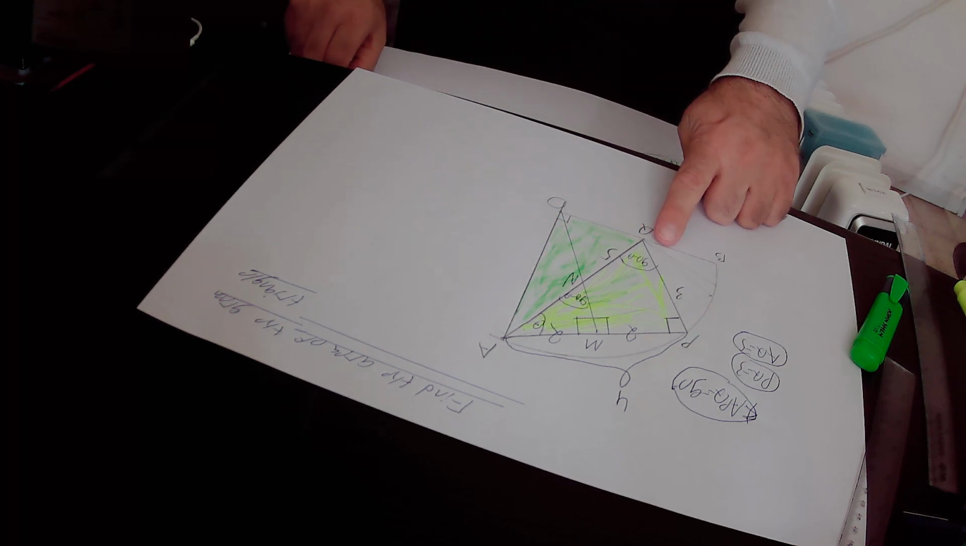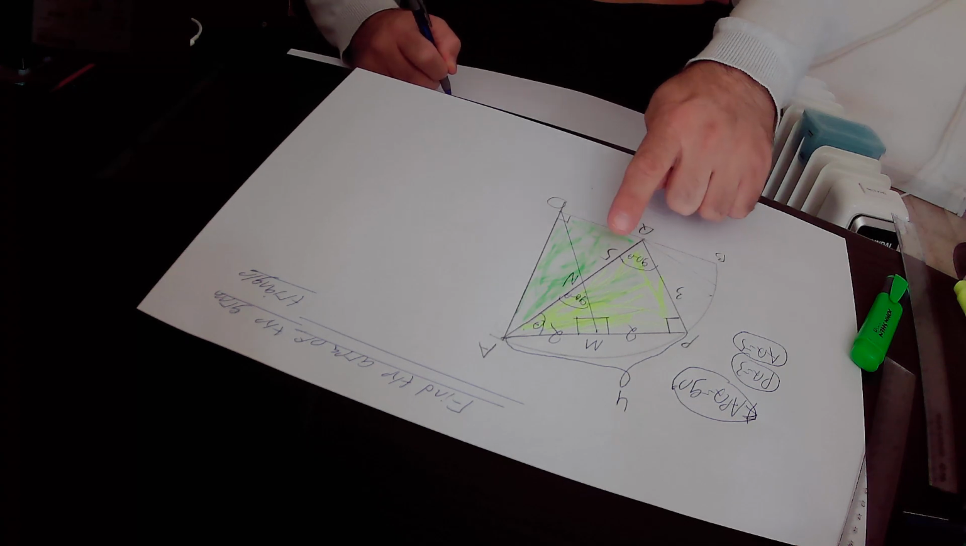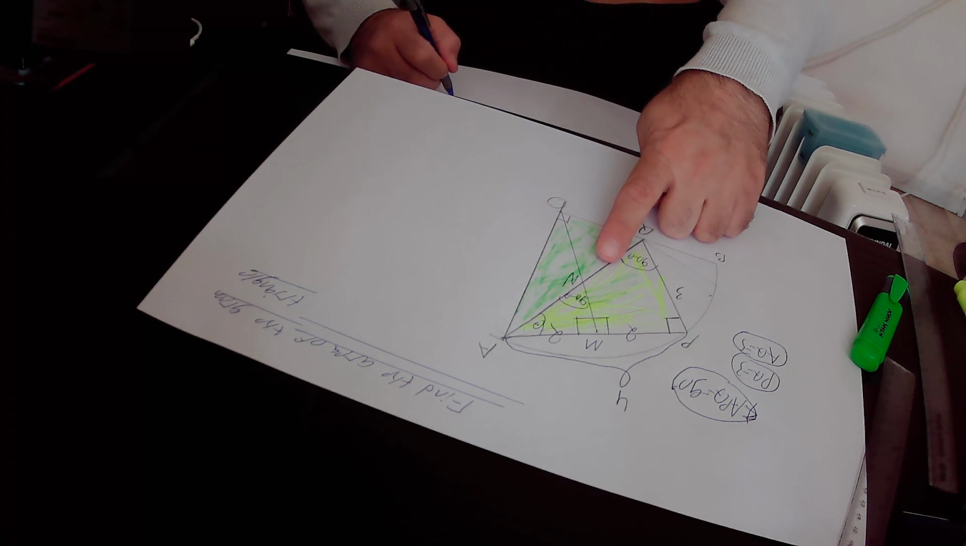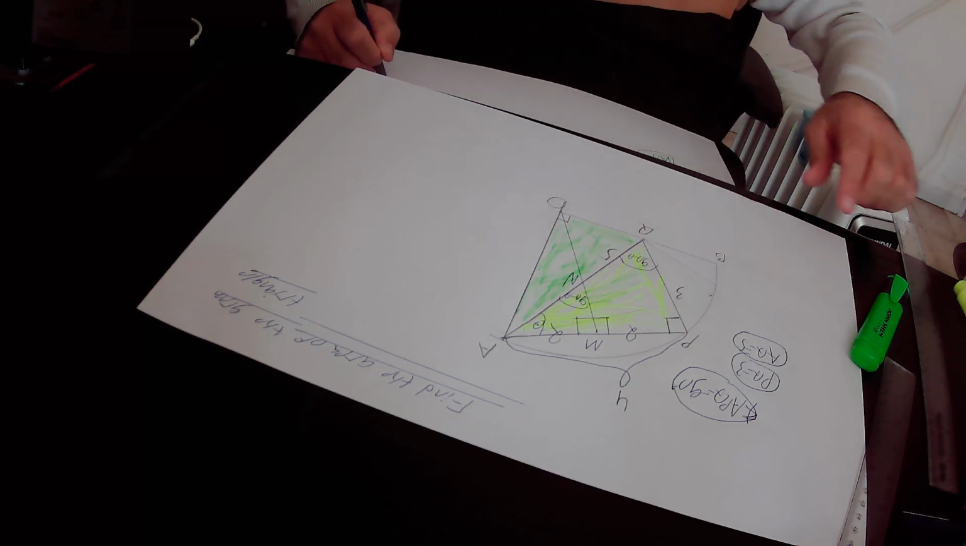So angle PQA in the big triangle equals angle ANM in the small triangle. They are both equal to 90 degrees minus theta, therefore they are equal to each other.